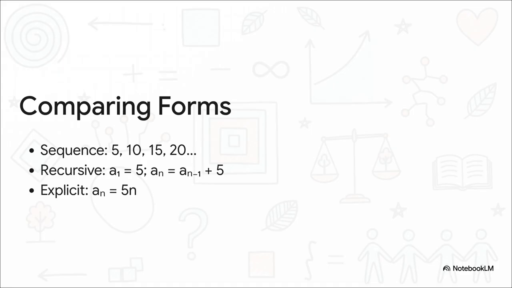Look at this really simple sequence. 5, 10, 15, 20. We're just counting by fives. The recursive rule takes two whole lines. You have to state the start, a1 equals 5, and then state the step, which is add 5 to the last number. But the explicit rule, it's just one elegant, simple equation, an equals 5n. Want the 20th term? 5 times 20 is 100. Simple, clean, and honestly incredibly powerful for analyzing these patterns deeply.